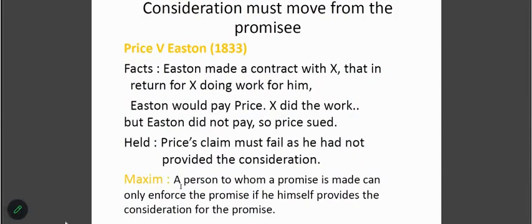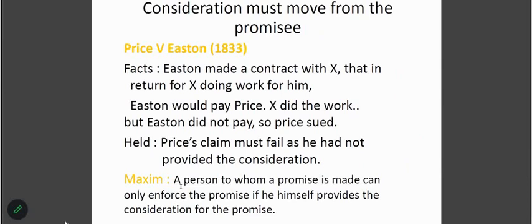Consideration must move from the promisee. What I say here is more on the promisee, to whom you promise to pay. So here the fact is, Ethan makes a contract with X, that in return for X doing work for him, Ethan will pay the price. X did not work, but Ethan did not pay. So X is suing for the price. X's claim must fail as he had not provided the consideration.